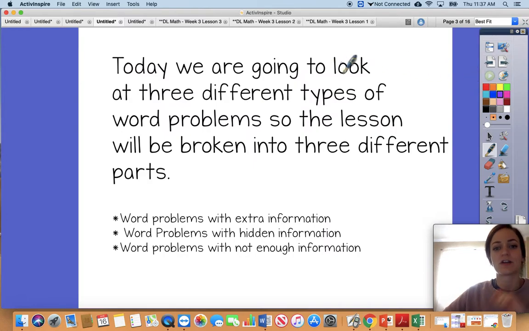All right, today we're going to look at 3 different types of word problems. So your lesson will be broken into 3 different parts. Normally I've been doing it into 2 different parts, but since this one is 3 parts, I give you 2 brain breaks, okay? So hopefully it won't be too long of a lesson. We'll just do a couple examples of each of the extra information, word problems with hidden information, and word problems with not enough information. So let's get started.